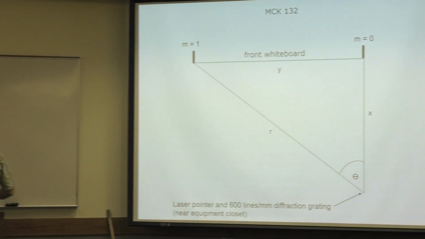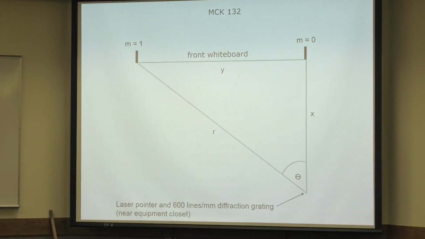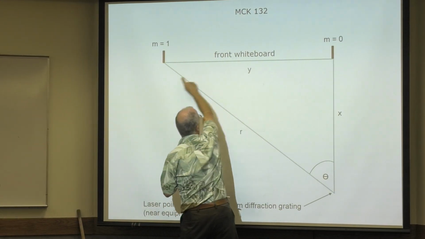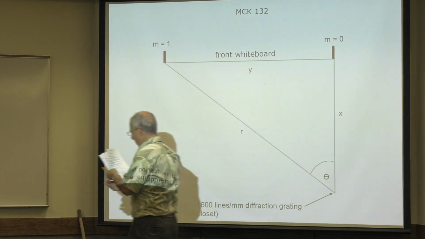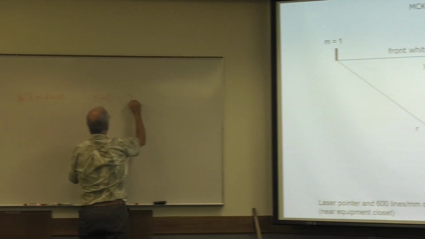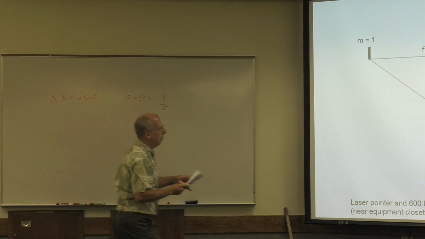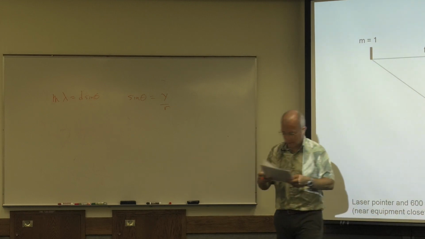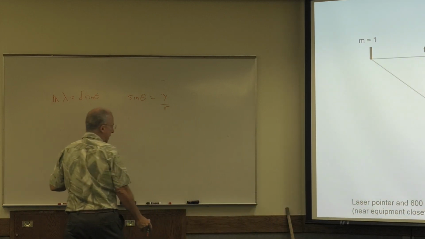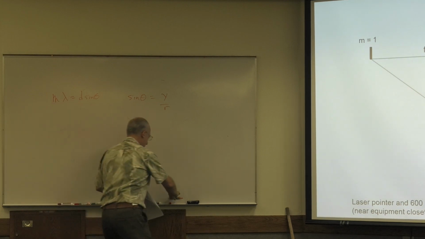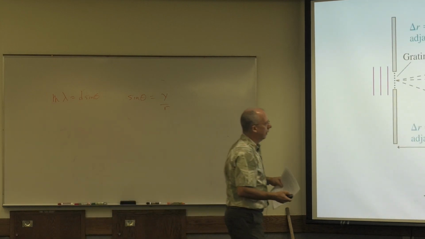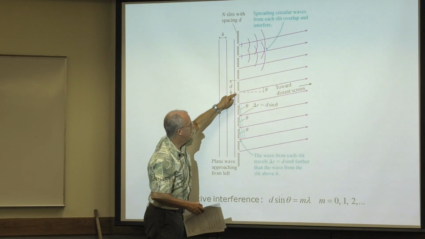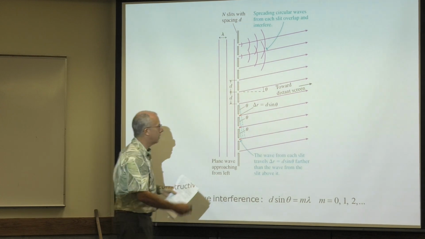Okay, now we've got to measure everything. So from that, what is sine theta? Well, sine theta is opposite over hypotenuse, right? So sine theta is y over r. And we're going to measure this, we're going to measure that, and we just use the Pythagorean theorem to get that. But then there's a d, right? This is d. The distance between adjacent slits.